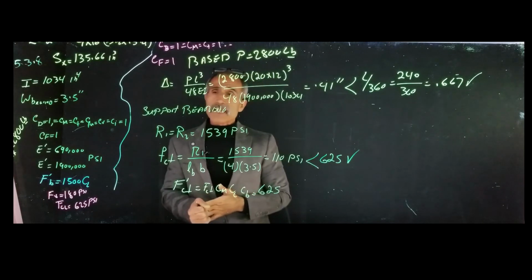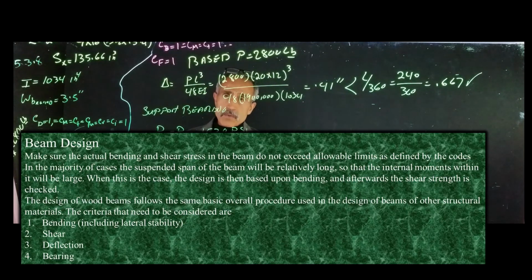So what we did so far, we had the beam. When you design a beam, you have to check for bending, which we did. You have to check for shear. You have to check for deflection, and then you have to check for bearing. Make sure it passes all those.